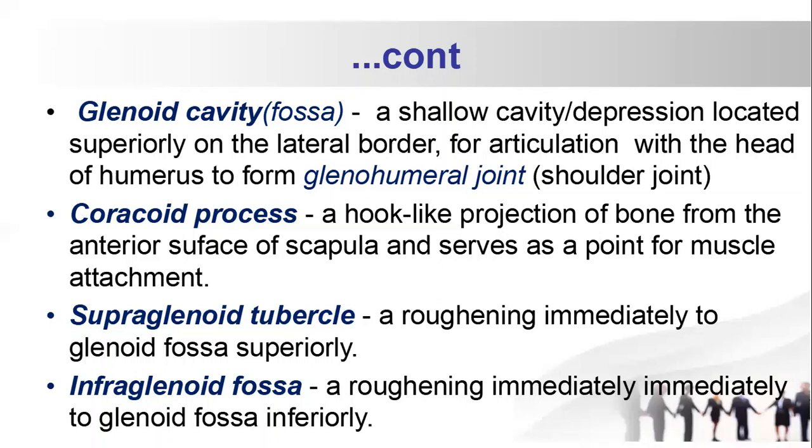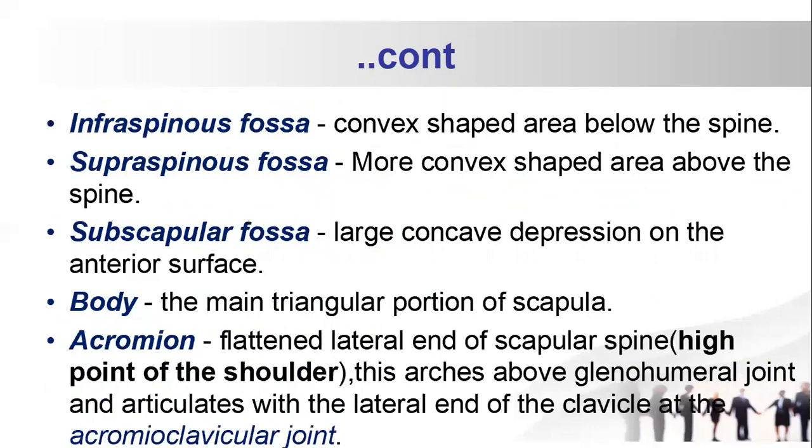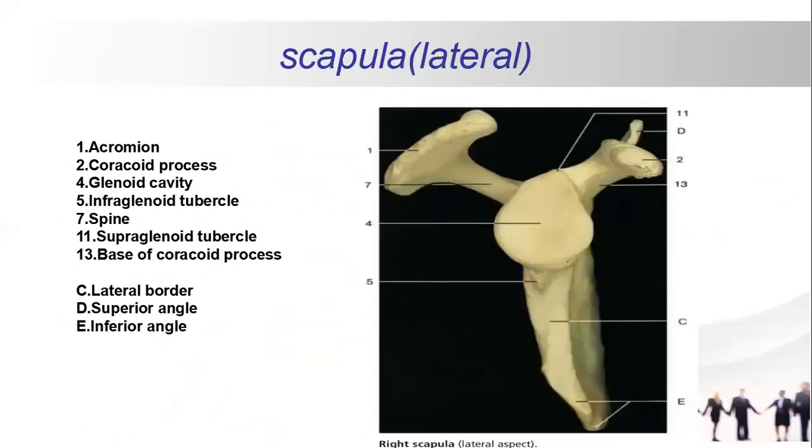You can as well check on that. Just moving back very quickly, we can identify the glenoid cavity or the glenoid fossa right here, which articulates with the head of humerus to form the glenohumeral joint or the shoulder joint. So remember, when someone mentions your shoulder or the shoulder joint, this forms part of the shoulder joint.